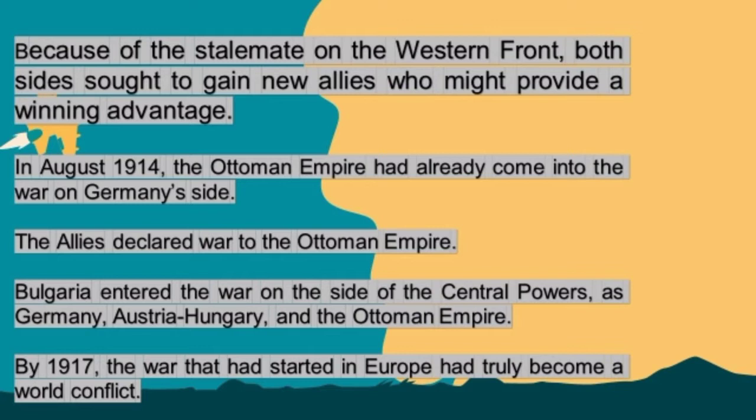By 1917, the war that had started in Europe had truly become a world conflict. In the Middle East, a British officer known as Lawrence of Arabia urged Arab princes in 1917 to revolt against their Ottoman overlords. In 1918, British forces from Egypt destroyed the Ottoman Empire in the Middle East. For their Middle East campaigns, the British mobilized forces from India, Australia, and New Zealand.